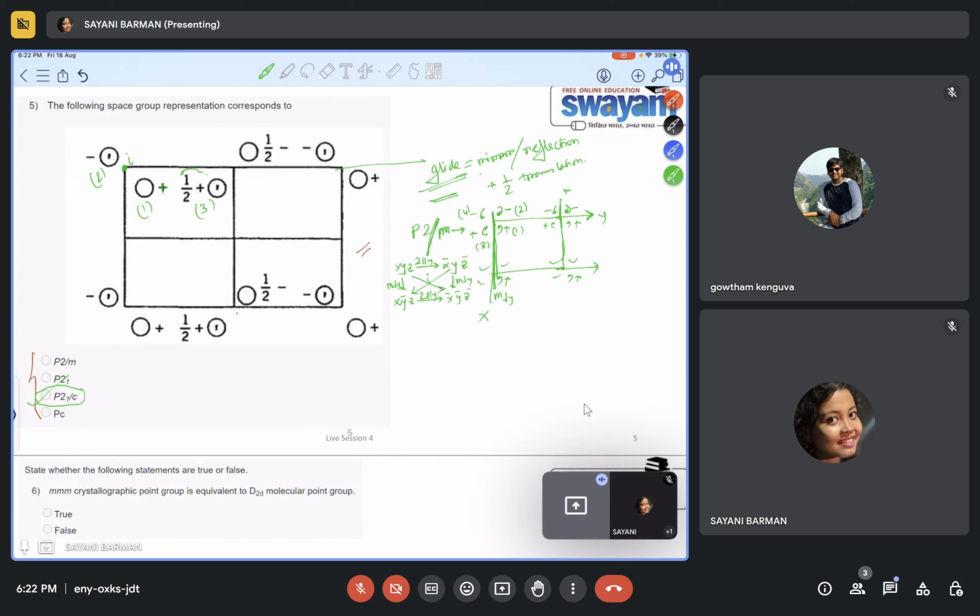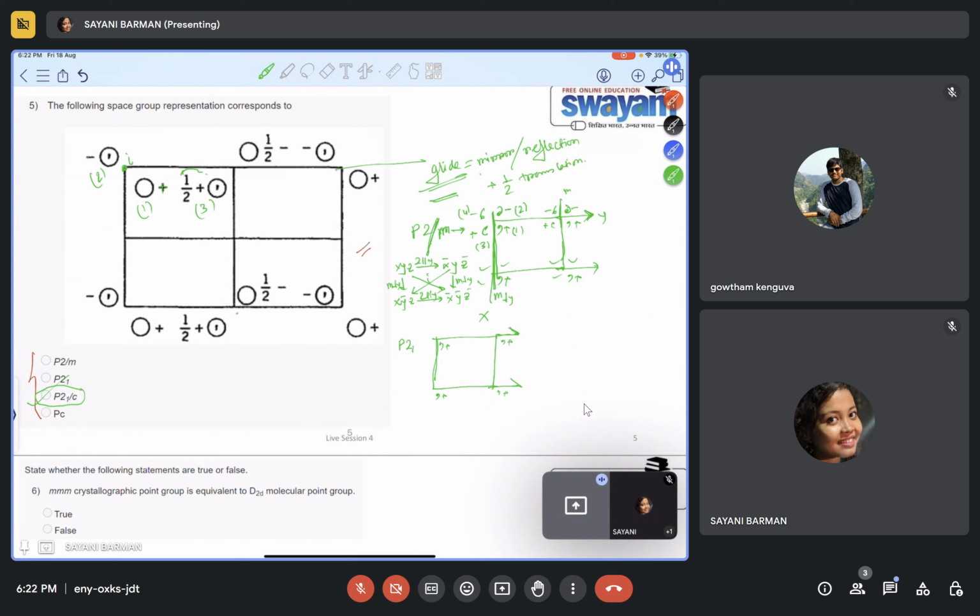four equivalent points. The next one is P2₁. 2₁ means screw. Screw means rotation plus translation. So we'll do this. And for a screw, we draw the axis as a half arrow, not a full arrow, not like this, but this. Okay. So now I'll just draw the translation related objects.